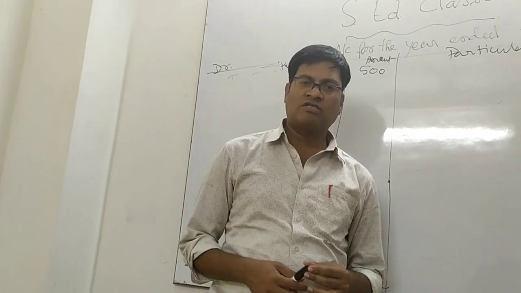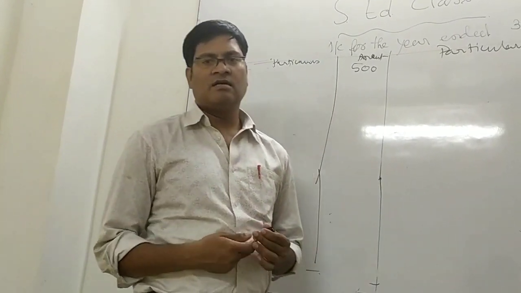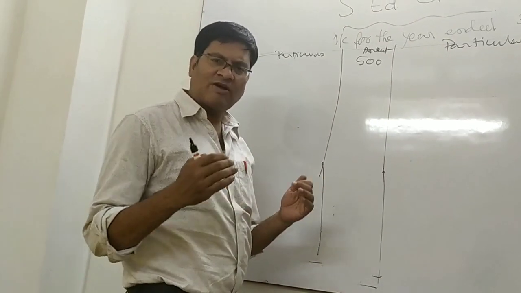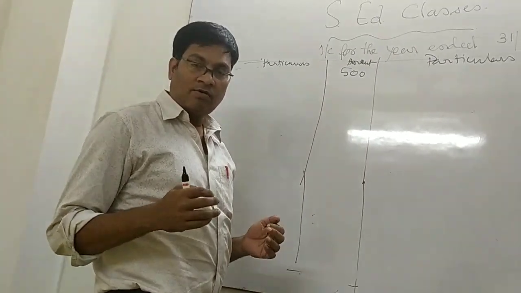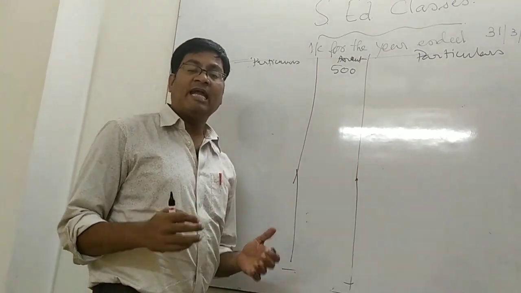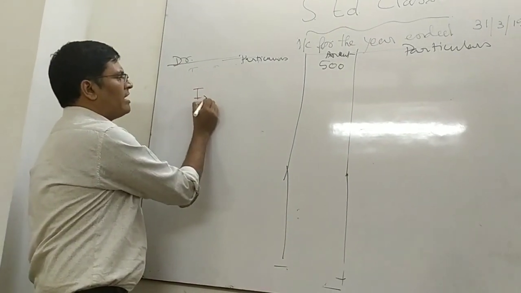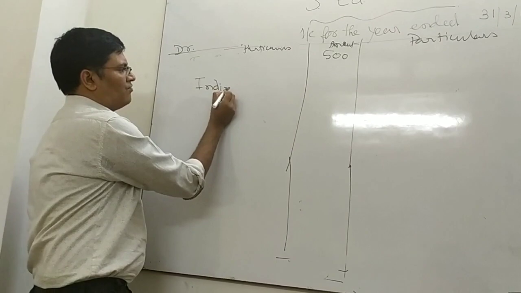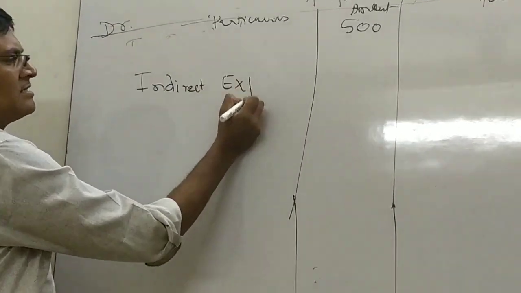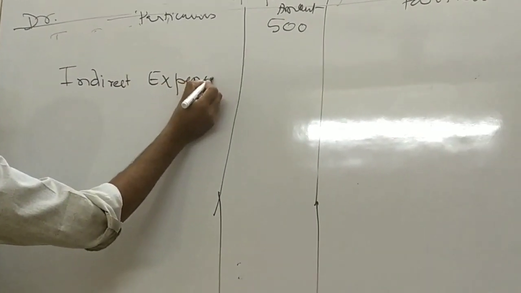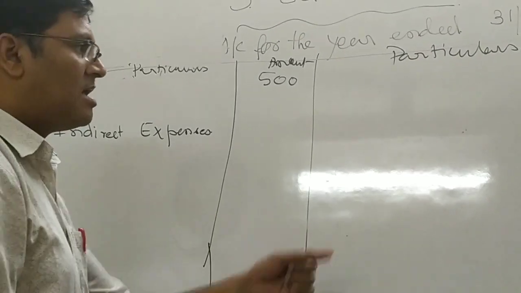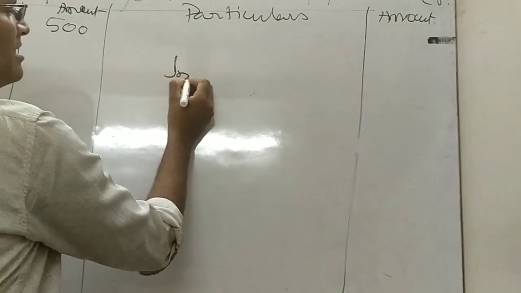In profit and loss account, we have to understand that it is prepared just after trading account. Over here we will be able to get our net profit. On this side we will be writing all indirect expenses, unlike trading account where we have recorded direct expenses. And on this side we will have indirect income.